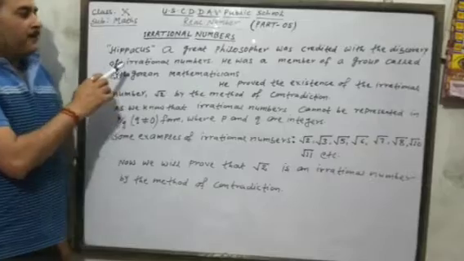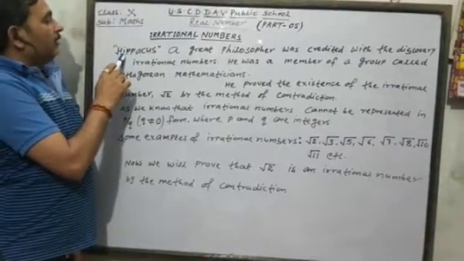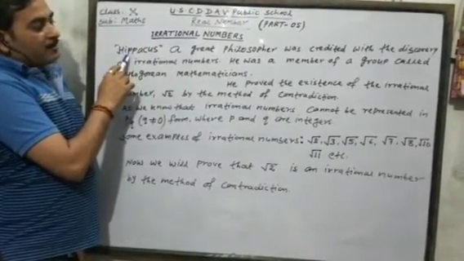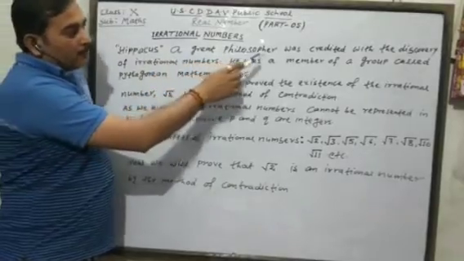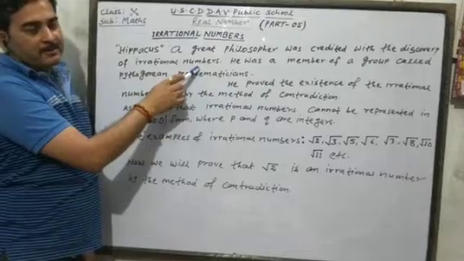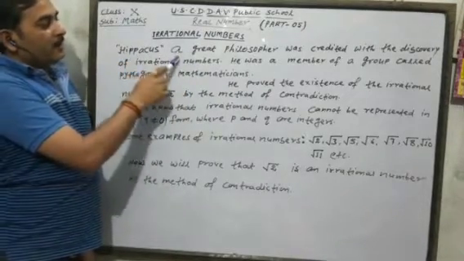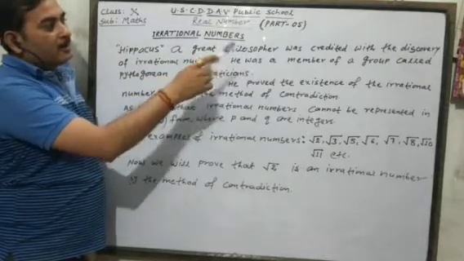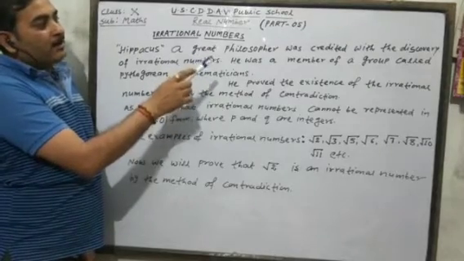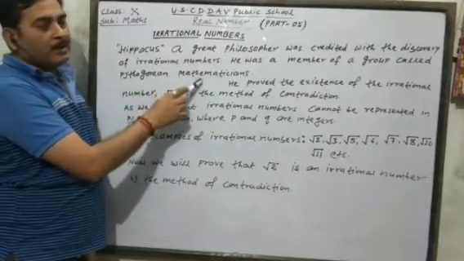There was a philosopher named Hippocrates. Hippocrates, a great philosopher, was credited with the discovery of irrational numbers. As you can see here, I have written that Hippocrates, a great philosopher, was credited with the discovery of irrational numbers. He was a member of a group called Pythagorean mathematicians.